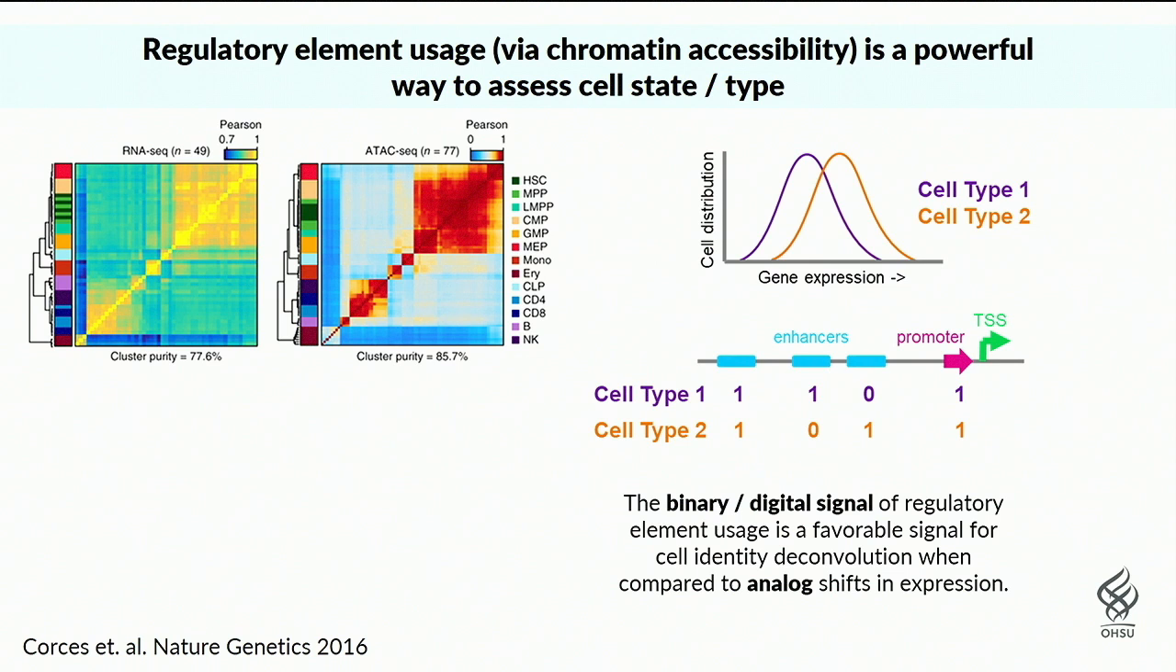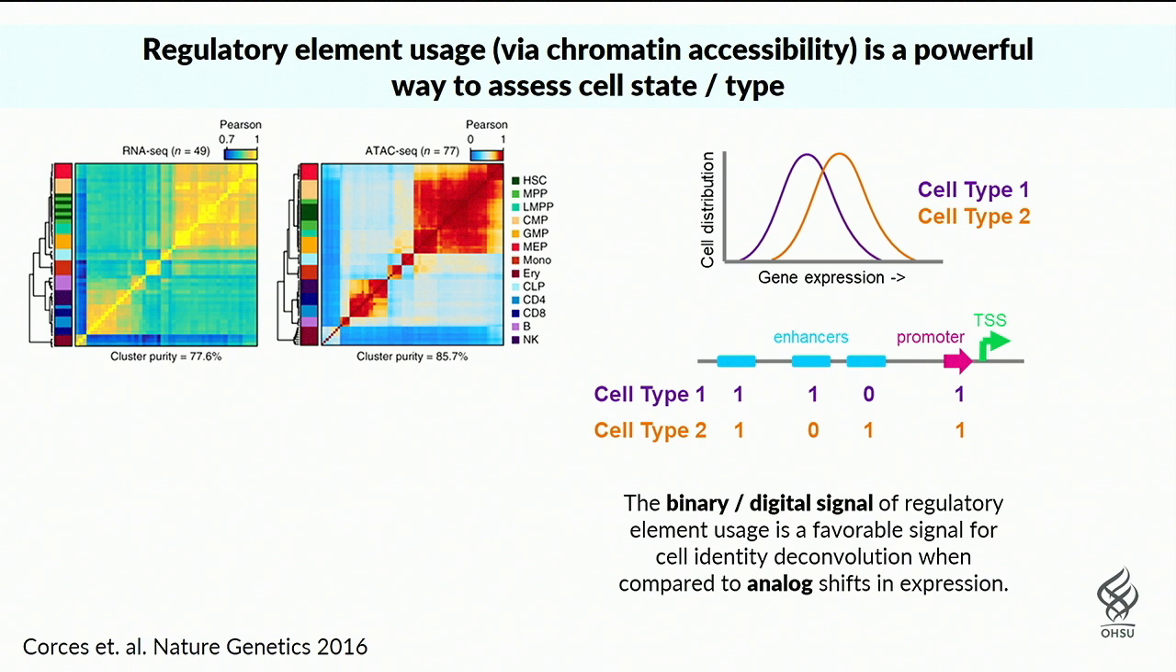And if you think about it, it kind of makes sense for several reasons. One, RNA transcription is an analog signal with a high dynamic range. The difference between two cell types might be fairly subtle. So you might have 500 transcripts per million versus 600 transcripts per million for a gene between two different cell types, and that's not a huge difference. Whereas with regulatory element usage, it's close to binary. We do use counts, but it's typically where these regulatory elements are either on or off.